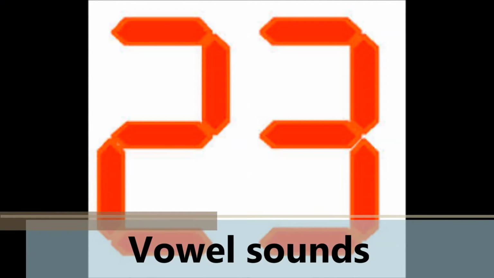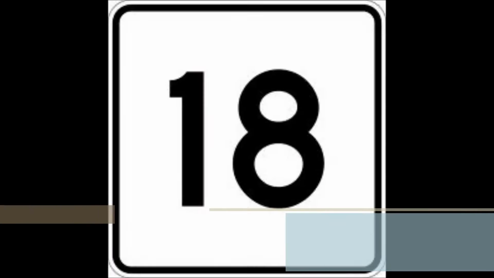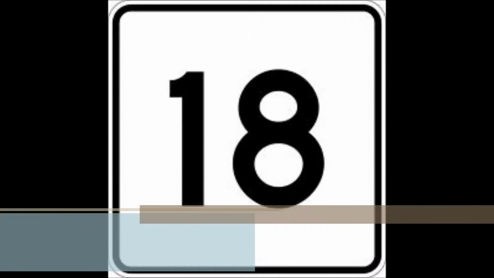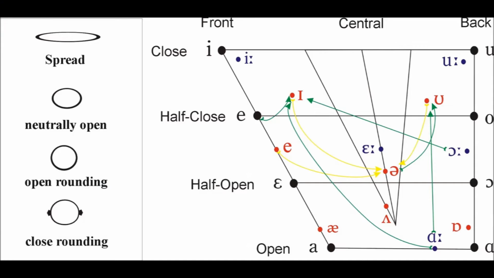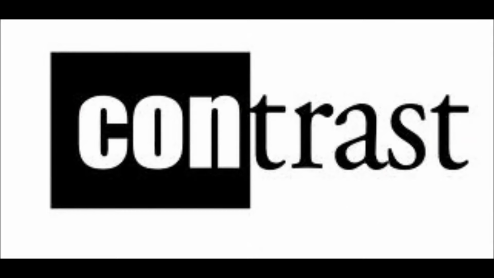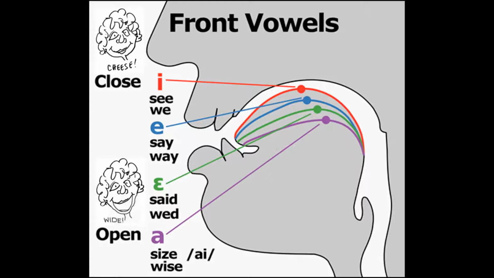In Spanish, we have 23 vowel sounds, whereas there are 18 in English. Like this, we have the next diagram from IPA to identify some locations in our oral cavity. Now, let me show you the contrast. First of all, the monophthongs.